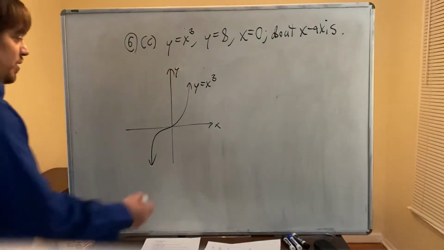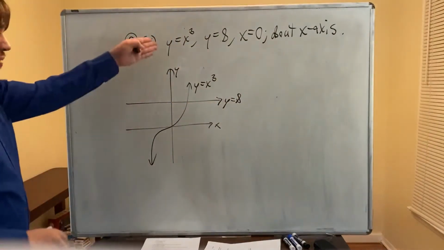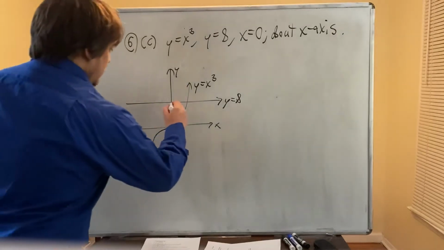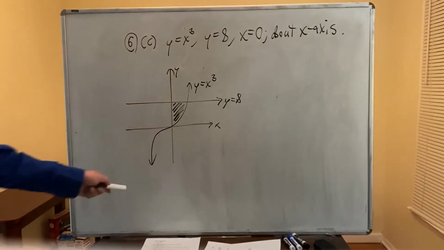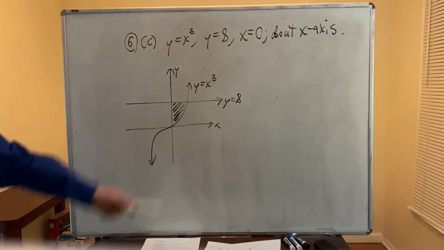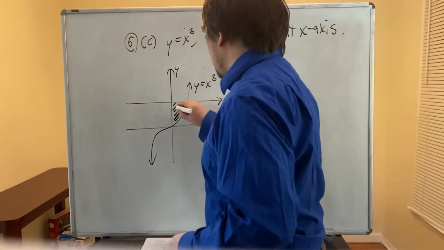So y equals x cubed, y equals 8, and x equals 0. Okay, so we have the region bounded by those three curves: y equals x cubed, y equals 8, x equals 0. Now we're going to rotate that about the x-axis. So I'm just going to label these intersection points now.